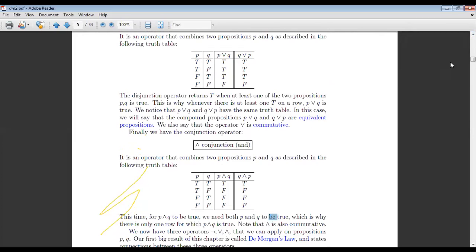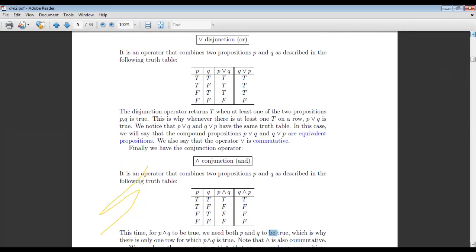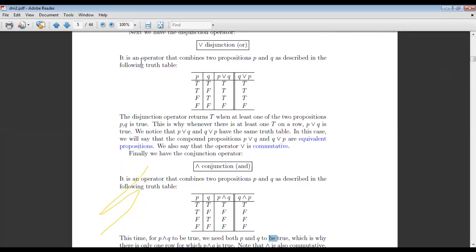In disjunction, it's an operator that combines two propositions P and Q as described with the following truth table. P and Q, these two columns are fixed: true true, true false, false true, false false. Now, what is the disjunction of P and Q? All the values of the disjunction are true except false, false. True true true, true false true, everything is true except false, false.